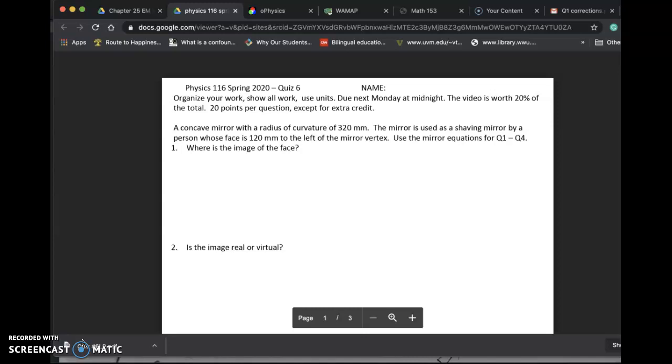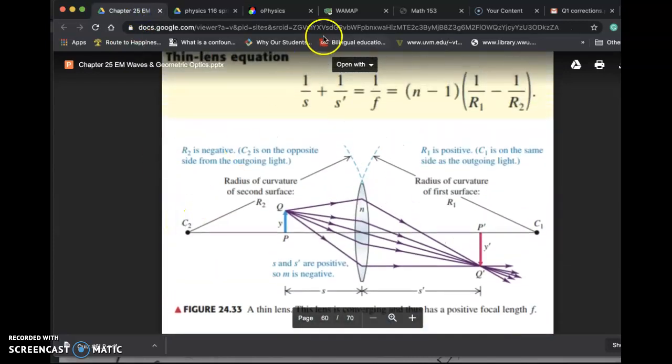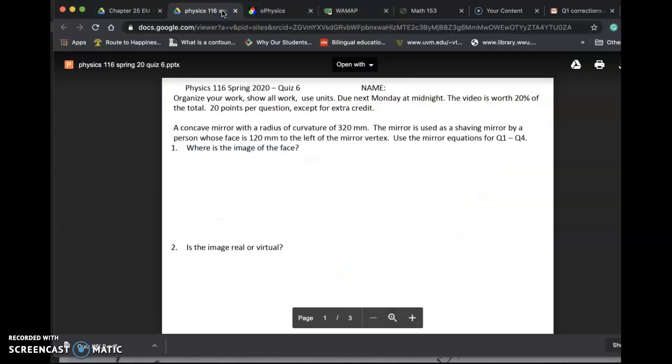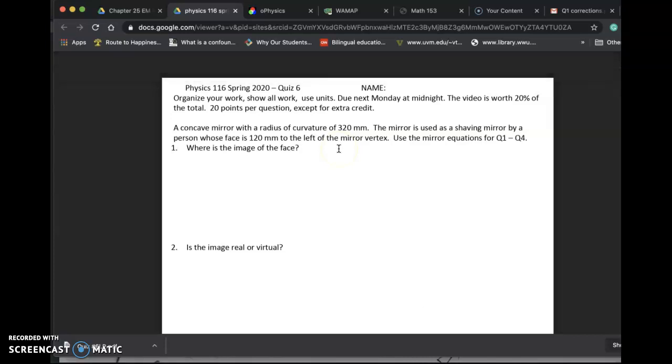Today I'm going over quiz 6 involving concave mirrors and geometric optics. That quick slide there was just going through the PowerPoint to remind me about geometric optics. Anyway, we're given a concave mirror with a radius of 320 millimeters for its curvature. The mirror is used for shaving by a person whose face is 120 millimeters to the left of its vertex. Using the mirror equations, we need to solve questions 1 through 4. For the purpose of this video, we just need to talk about number 1, which is: where is the image of the face?